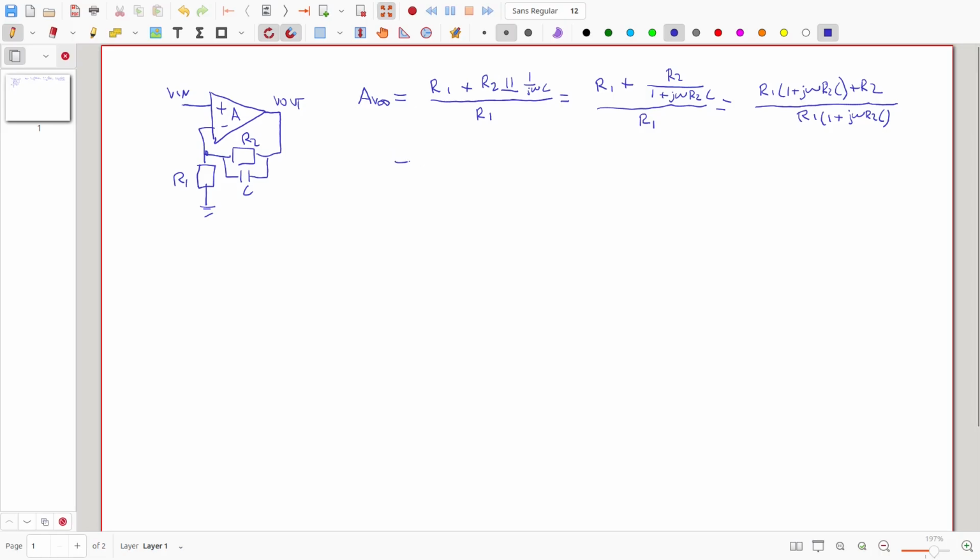Okay, and then we continue working with this. That will be R1 plus R2 plus j omega R1 R2C, and the denominator is already in the normal form, so I don't need to change it. 1 plus j omega R2C. Then I multiply this by R1 plus R2 and divide by R1 plus R2, so it doesn't change.